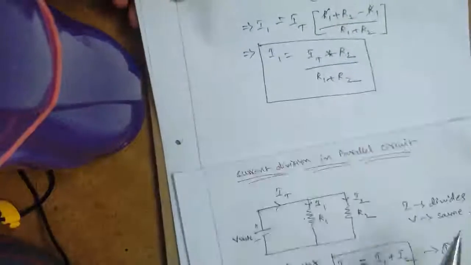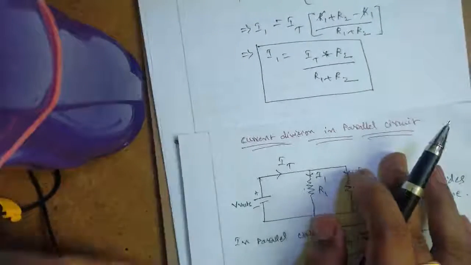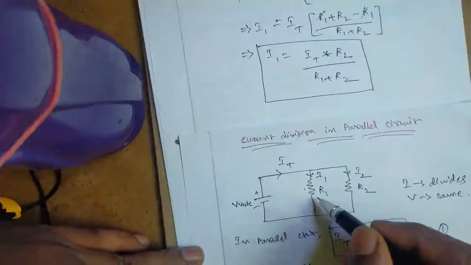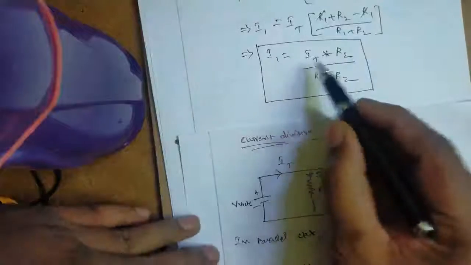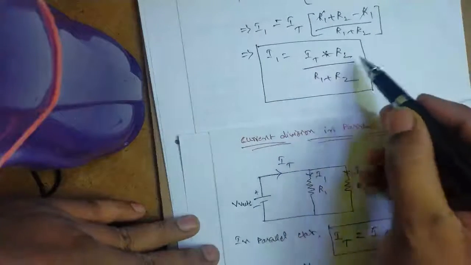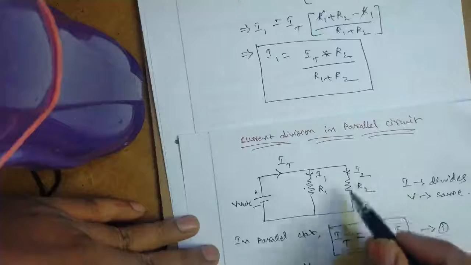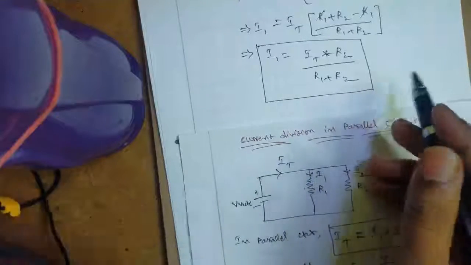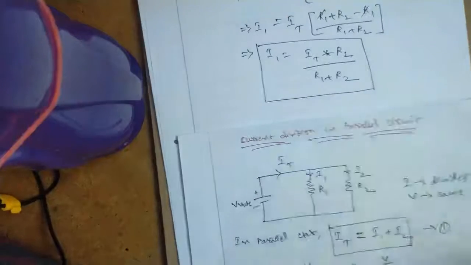Similarly, I1 is the current passing through resistor R1, that is equal to total current into the other branch resistance, that is R2 by the total resistance. This is current division in a parallel circuit.